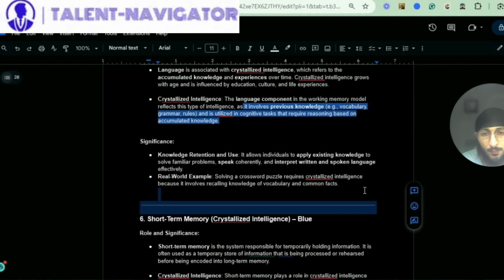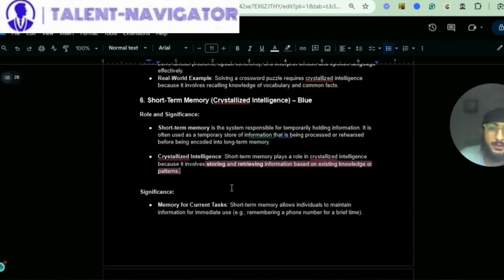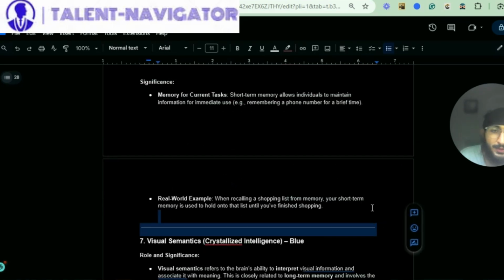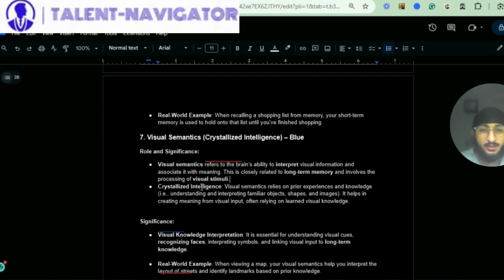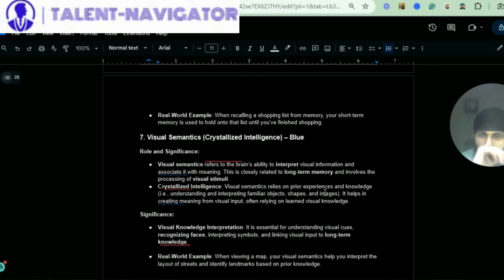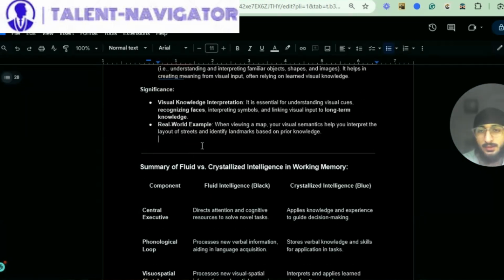Now short-term memory again would be crystallized intelligence. Why is that? Because short-term memory plays a role in crystallized intelligence as it involves storing and retrieving information based on existing knowledge or patterns. So we highlight this. Then we have visual semantics, crystallized intelligence, again blue. Visual semantics relies on prior experiences and knowledge, that is, understanding and interpreting familiar objects, shapes, and images. It helps in creating meaning from visual input, often relying on learned visual knowledge. Right. So basically, this is how it's done.